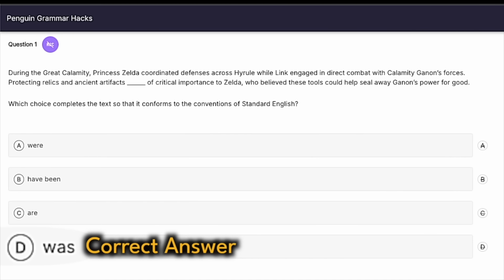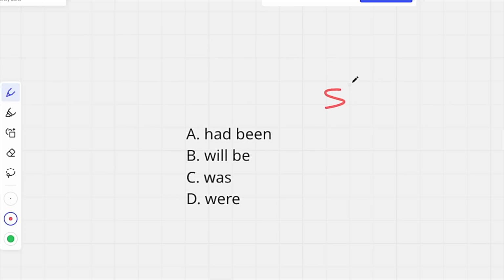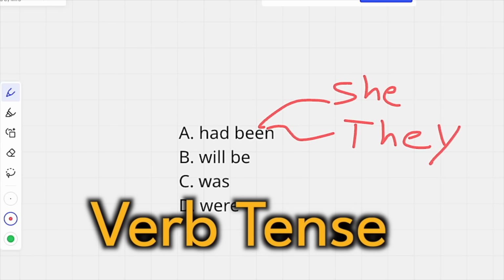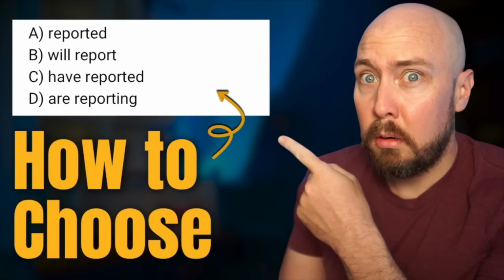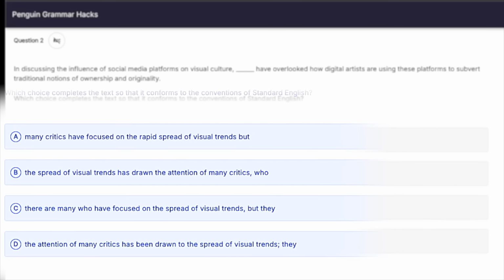And yes, this trick has worked on every single subject verb agreement question since the test went digital. Just remember, if you can use she and they on any of the answers and they both work, then you're dealing with a verb tense question instead. And you can watch this video to learn about that. But what happens when you have 4 correct answers?